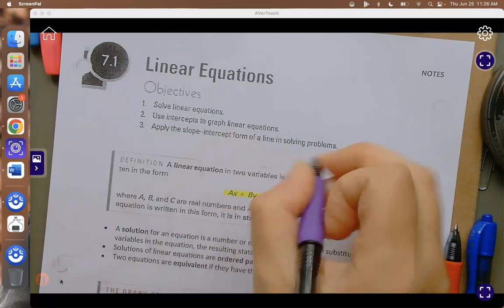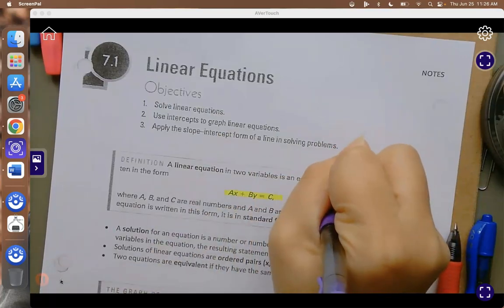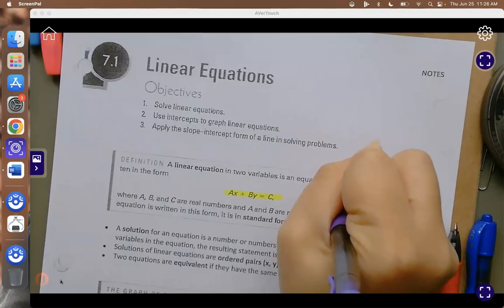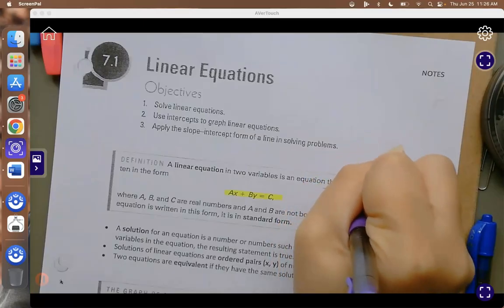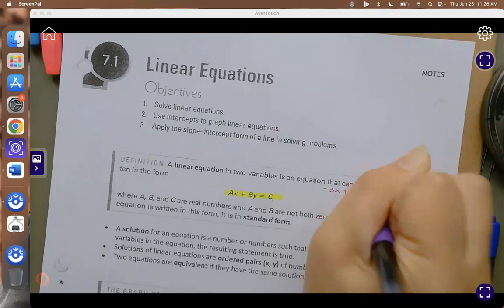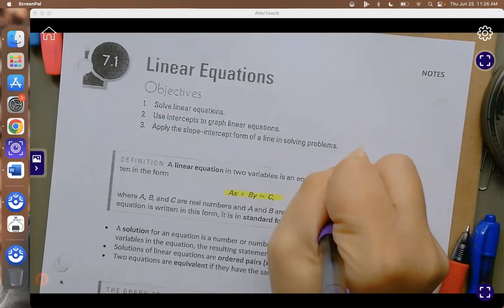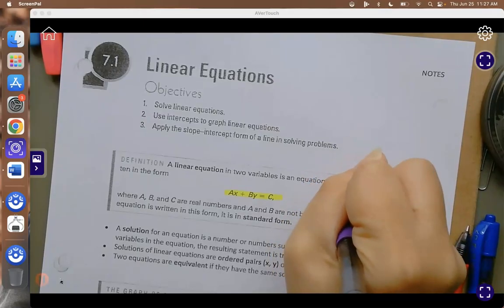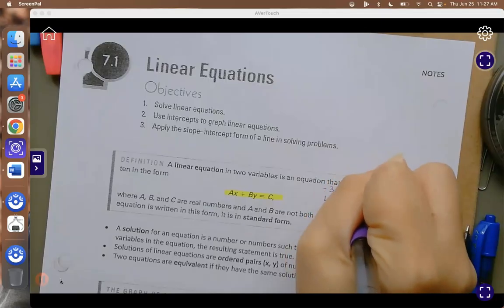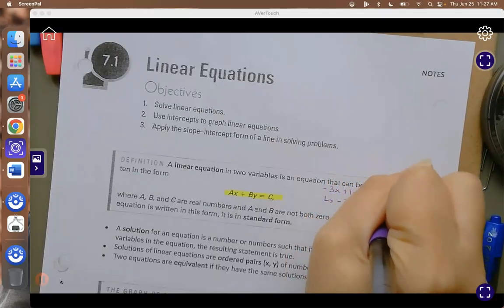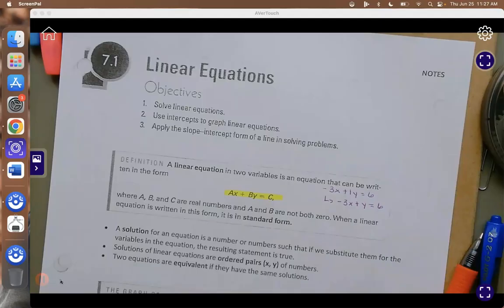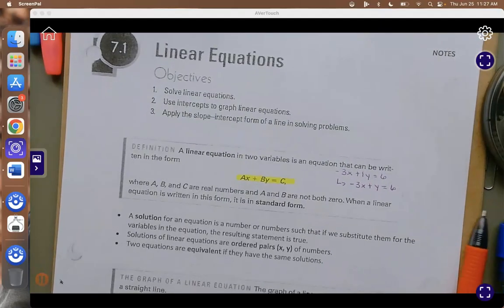When we're looking at this, it could be an equation that looks like this: negative 3x plus 1y equals 6. And remember, that's the same thing. If you don't want to write the 1 there, it could be written like negative 3x plus y equals 6. All of that means the same thing.